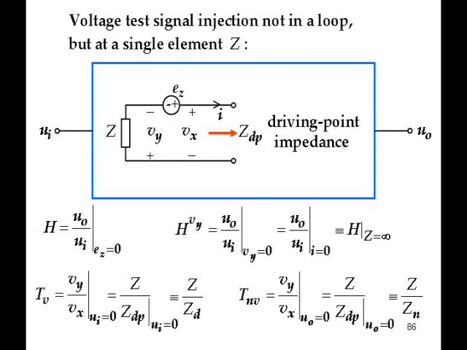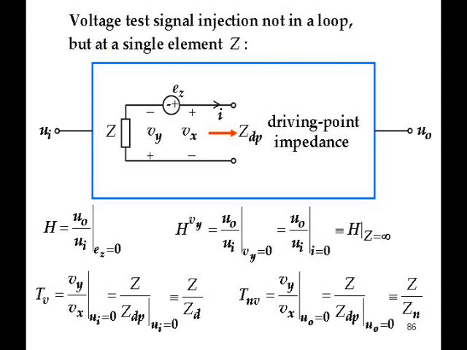So I've chosen to inject an EZ test signal in series with that element Z. I kind of imagine I can pull the element out of the circuit on rubber wires. So I can inject the test signal in series just with that element and leave the rest of the circuit alone. The formula stays the same for the overall gain of the system, UO over UI. H is that ratio when you don't inject any test signal. That's the original circuit. EZ is 0.